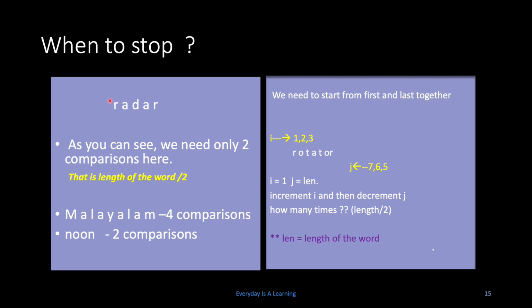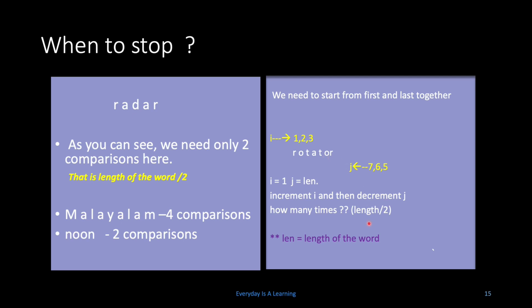And we have seen already what we are doing here. We are going from left to right and we are coming from right to left. That means we need 2 indexes, one going from left to right and another one coming from right to left. So the index i has to be initialized with 1, the first value, and j has to be initialized with the length of the word. And then we have to keep incrementing i and we have to keep decrementing j. And how many times do we need to do it? We have to do it length divided by 2 times.